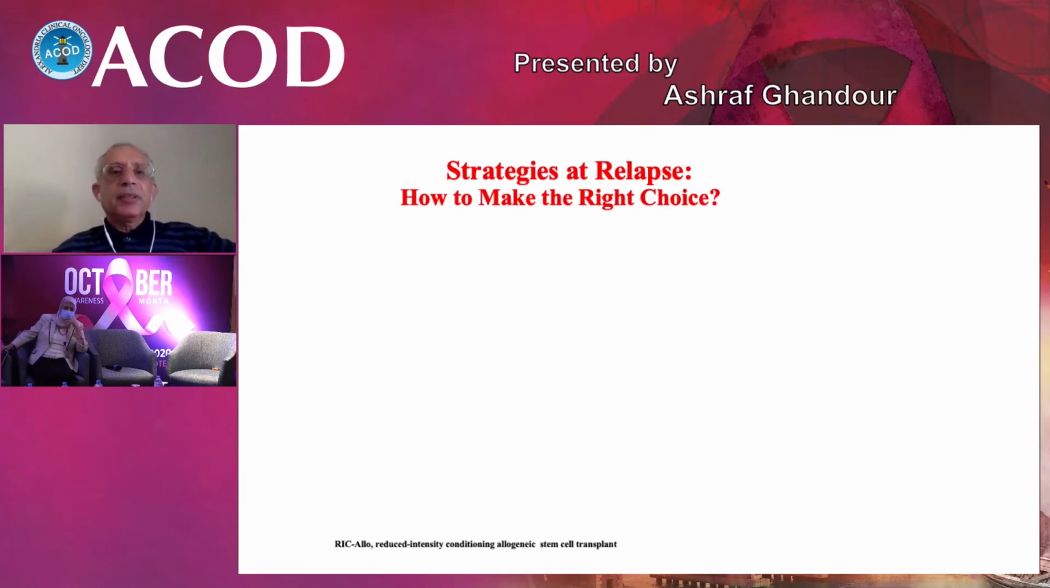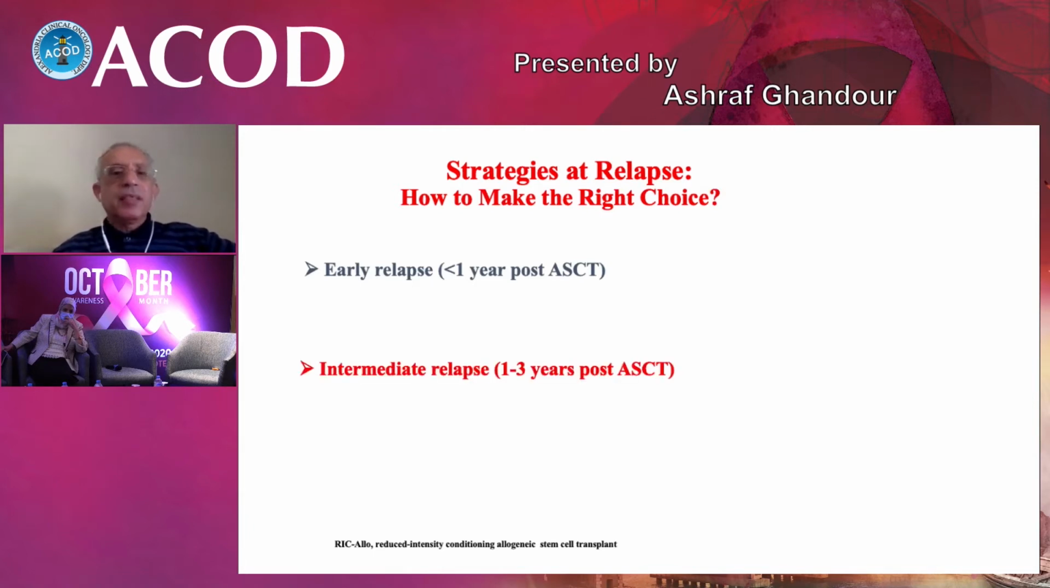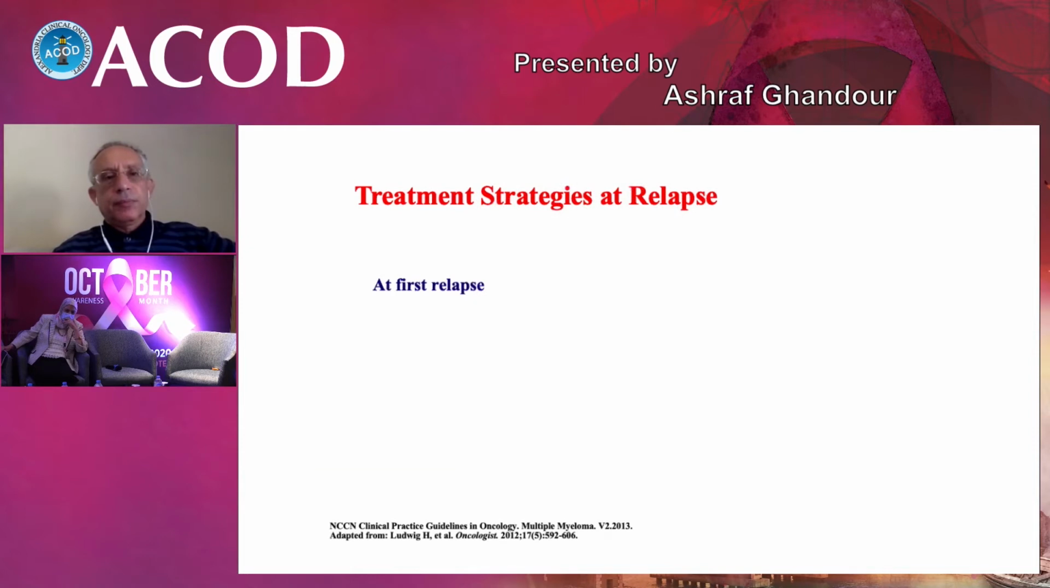Strategies at relapse, how to make the right choice. Here it is very important. We have 3 types: early relapse, less than 1 year post autologous transplantation; intermediate relapse, 1 to 3 years post transplantation; and late relapse, more than 3 years post transplantation. The treatment strategies at relapse.